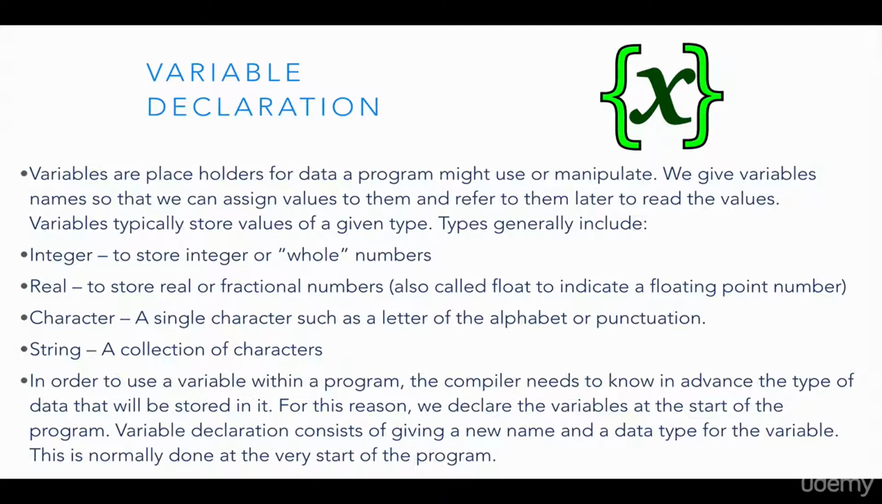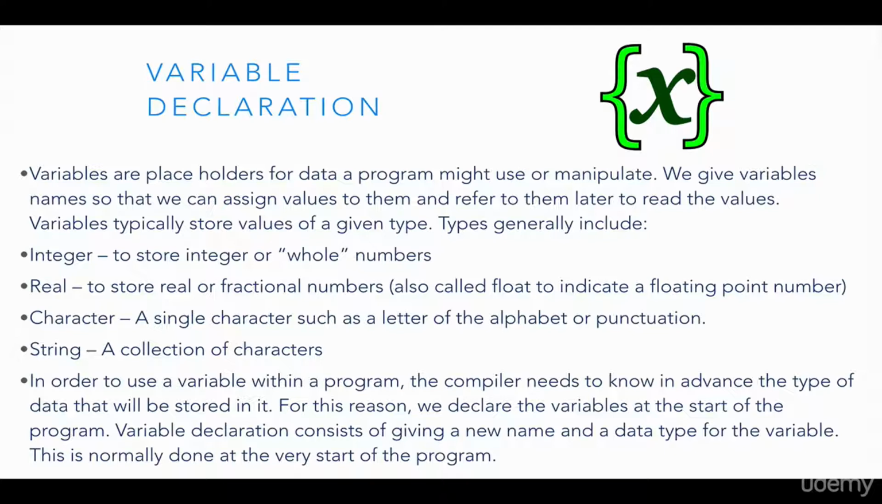Types generally include integer, to store integer or whole numbers, and real, to store real or fractional numbers. Actually, in Java, we call them float to indicate a floating point number. For example, assume that we want to assign a fractional value to our variable. We should give that variable a float type or a double type, which I am going to talk about more later in the course, including the difference between a float variable and a double variable.